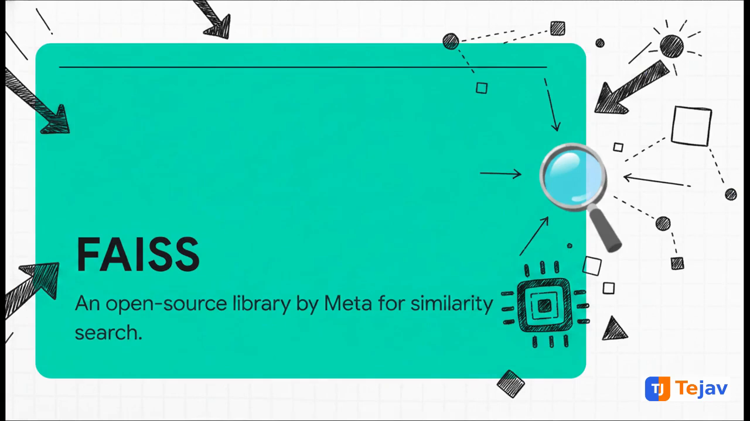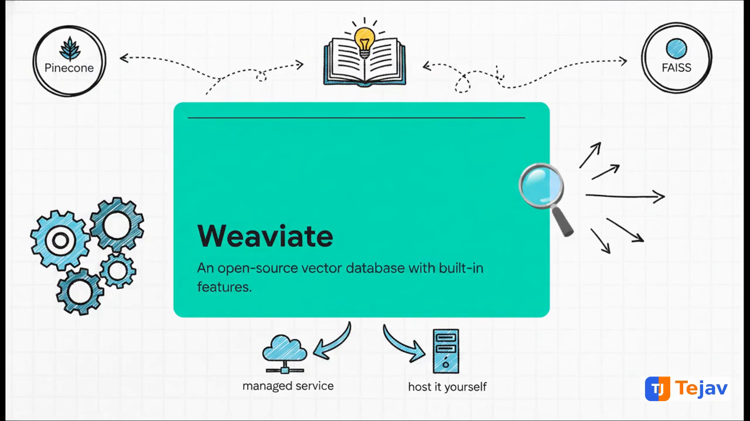Next, we've got FAISS. That's FAISS, which stands for Facebook AI Similarity Search. Now listen, the most important thing to get here is that FAISS is a library. It's not a full-on database. It's more like a raw, super optimized engine built by Meta for one thing and one thing only, blazing fast similarity search.